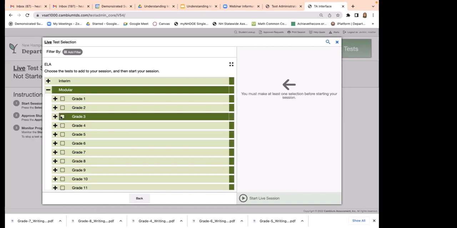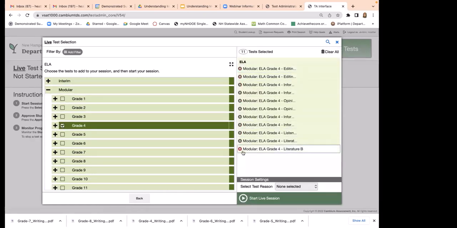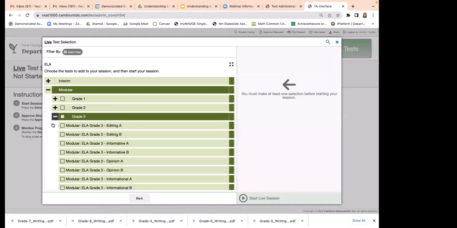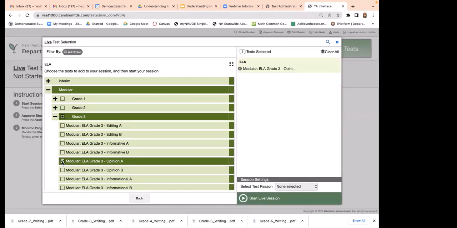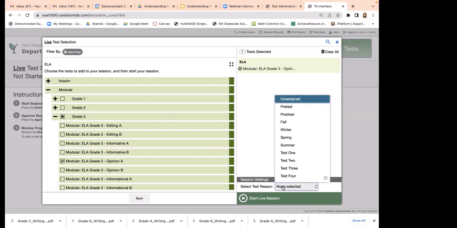If I were to just choose a grade level without choosing the plus, every single modular will show up for that grade level and students won't know which one they're supposed to be doing. So you can just clear that. You hit the plus until there aren't any more. If I wanted to do an opinion writing, I could choose that. A test reason. This test reason is pretty important. You can leave it as unassigned.